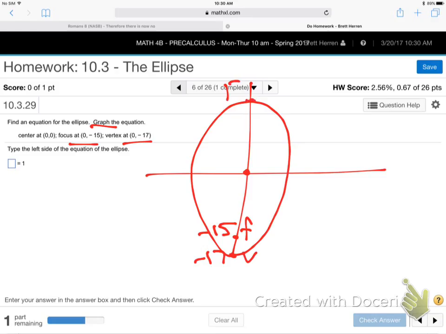And this must be up at 17. There must be another focus up at 15. They're always symmetrical from the center. The center is at 0, 0. Good so far? Got to be another focus, another vertex.